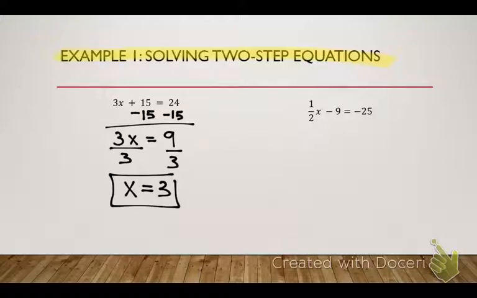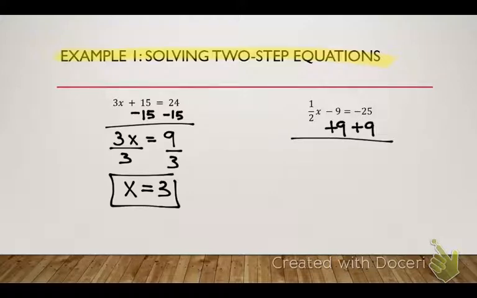And as you're writing it down, I want you to think, what would be my first step? So what would you do first? What do you think? I know somebody knows. Just tell me. You're going to add 9 to both sides. Very good. Add 9 to both sides.